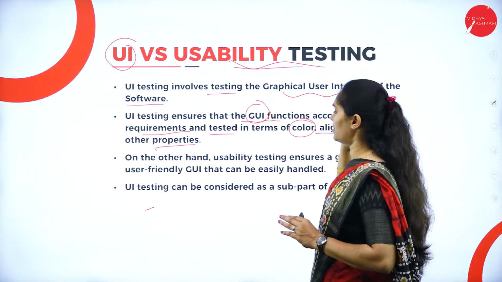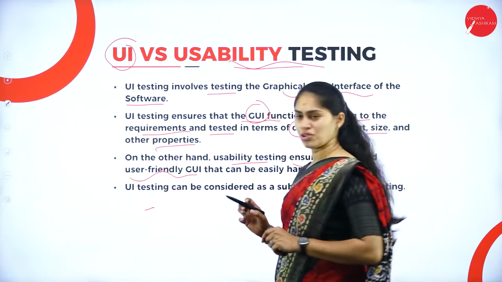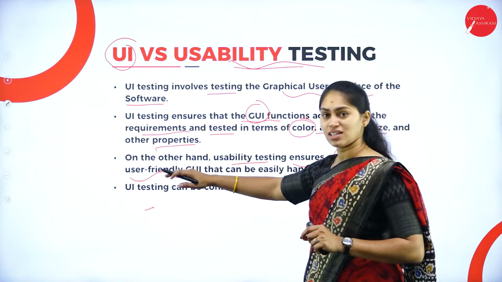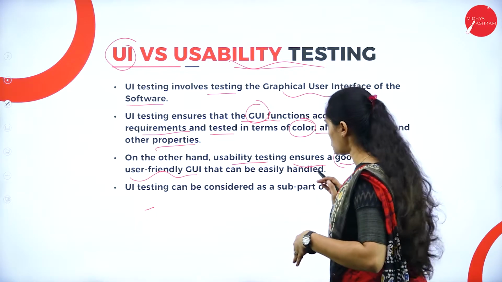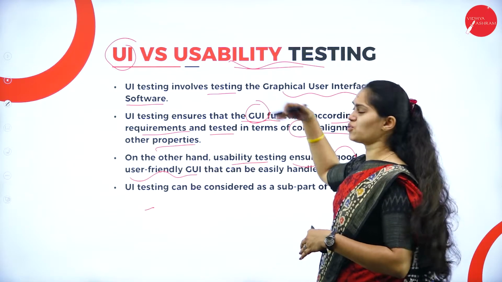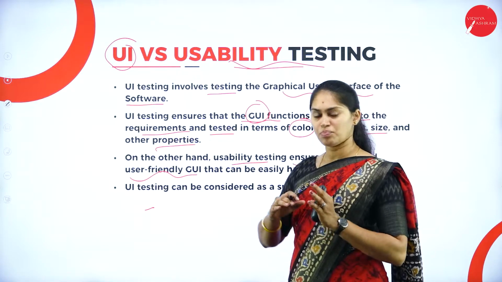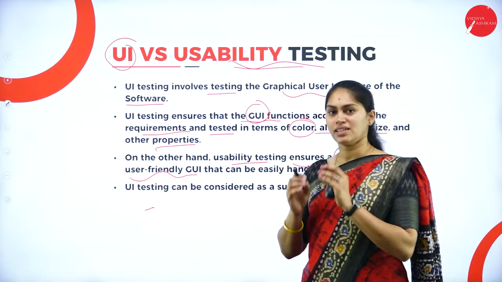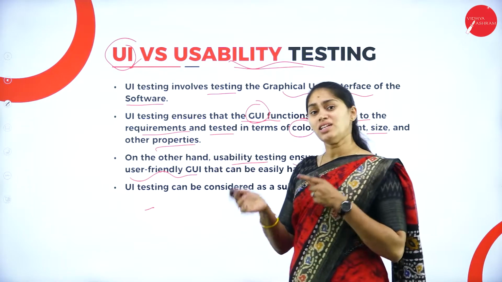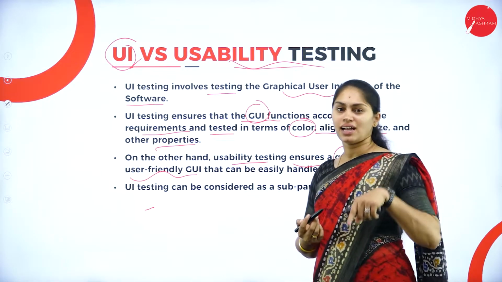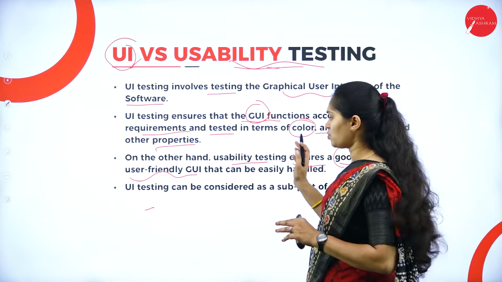Then what about usability testing here? Mainly it ensures a good and user-friendly GUI. The GUI testing specifies how it needs to be, and how it is working is specified in the usability testing. If I am specifying color, size and shape of characters or text, whatever we are using, that will be specified in the UI testing. How it is working and what its compatibility is, I will be checking in the usability testing. How users use it in software is what we are checking here.